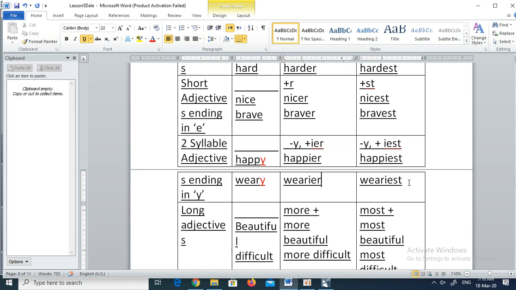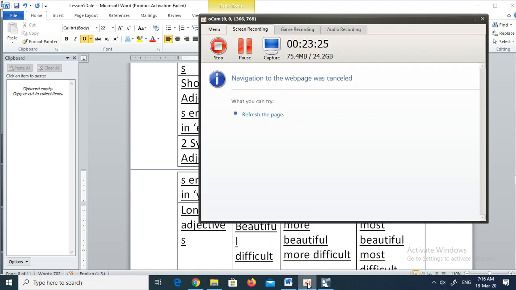So when it is a two-syllable or three-syllable adjective that ends in Y, you need to drop the Y and add ER in the comparative degree, and you need to drop the Y and add EST in the superlative degree.